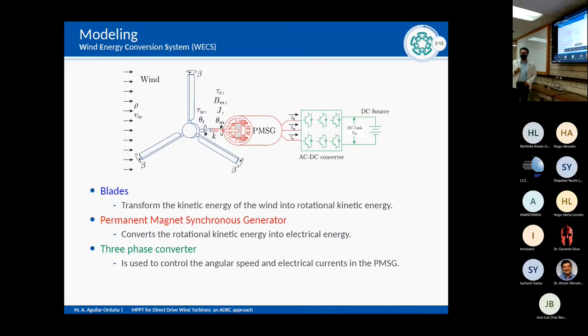Well, we are going to model the whole system in three different parts: the blades that transform the kinetic energy of the wind into mechanical rotational energy, the permanent magnet synchronous generator, which converts the rotational kinetic energy into electrical power, and the three-phase converter. This is used to control the angular speed of the wind turbine and the electric currents of the PMSG.